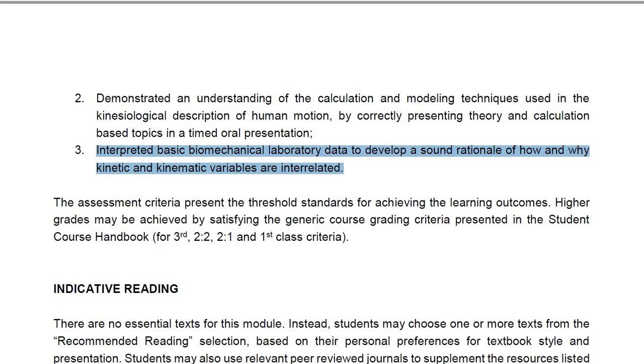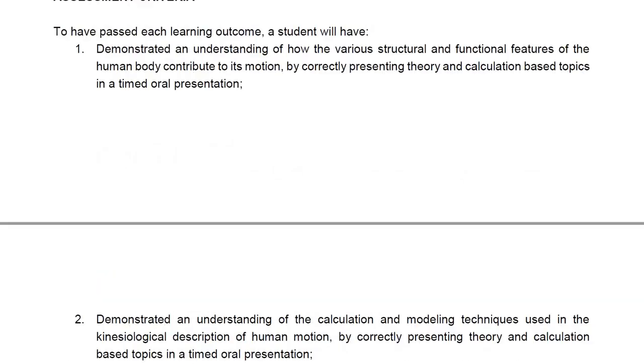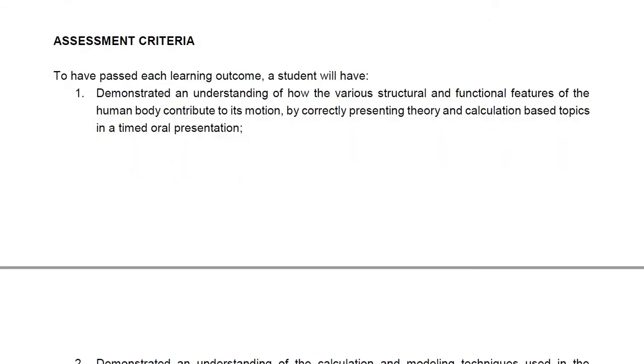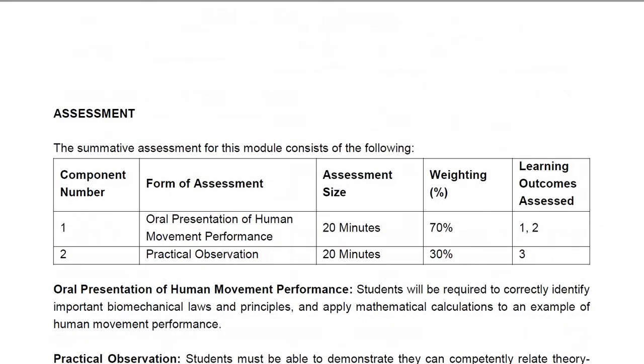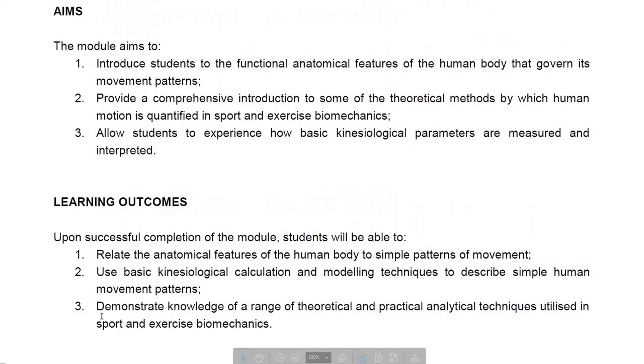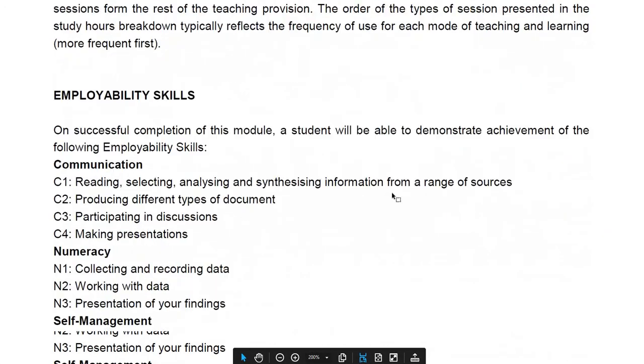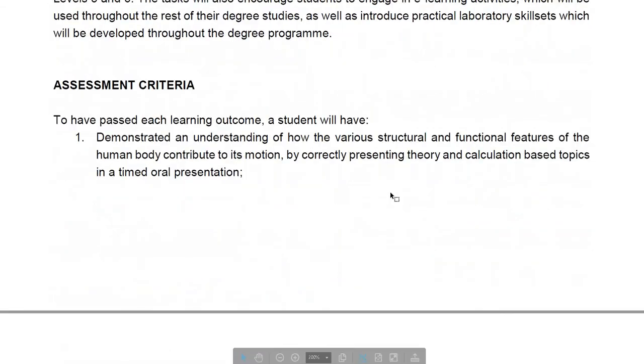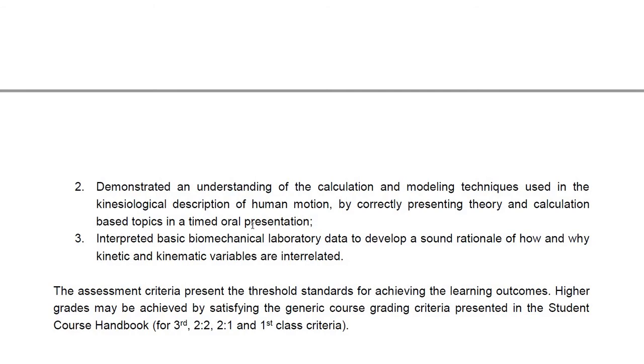The first thing I would do, if you're ever having any queries about an assessment, is go to the good old module information sheet and look under assessment criteria. So the practical observation assessment here is assessed under learning outcome 3, which is here, and therefore the assessment criteria 3. So you must have met this criteria and the learning outcome in order to have passed the assessment. This is a basic pass-fail criteria, and how well you achieve this determines your grade.